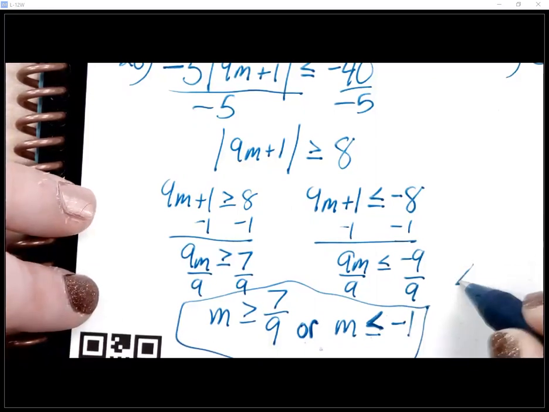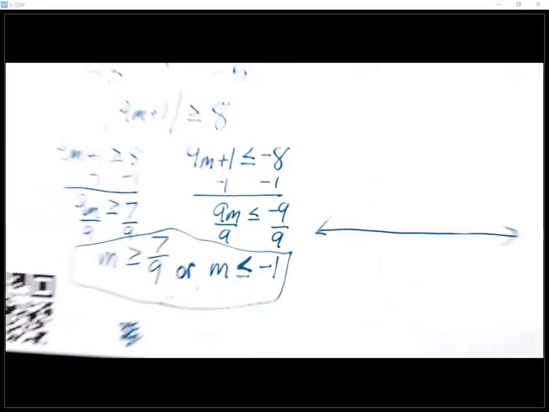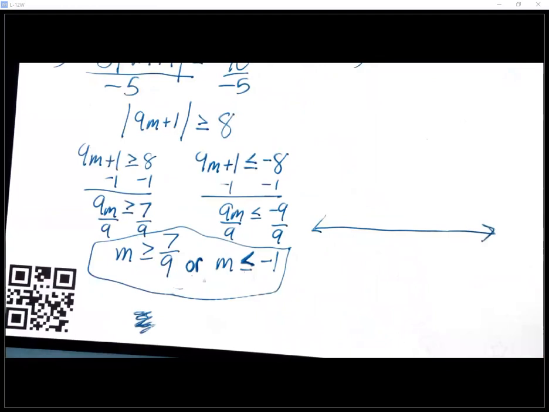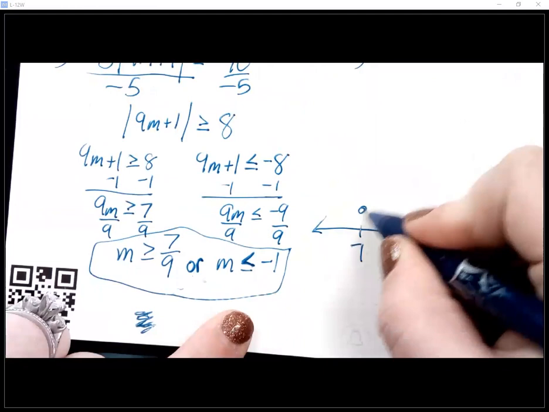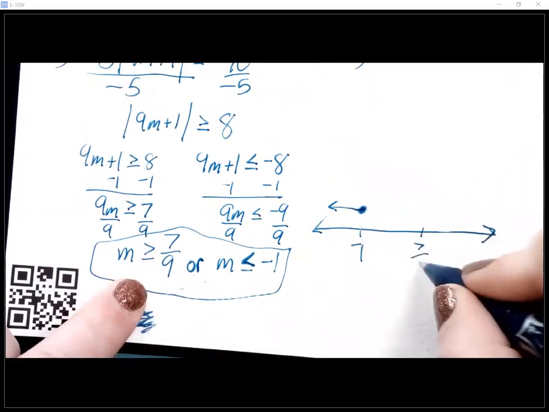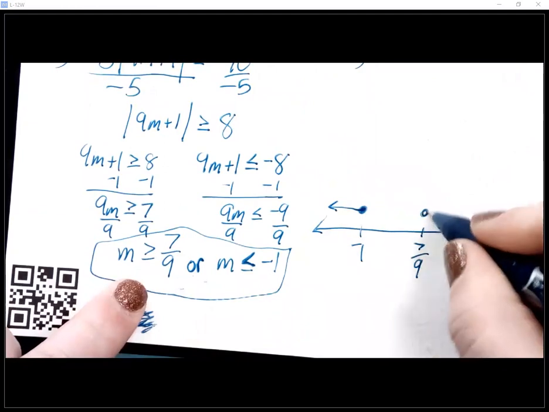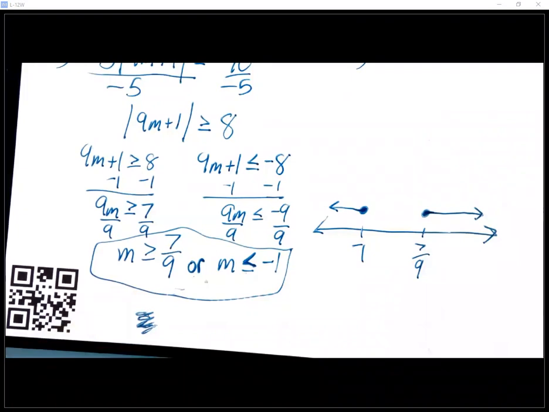If I'm going to graph this, the ORs are usually easier because they just go in opposite directions most of the time. So I want to be less than or equal to -1 or greater than or equal to 7/9. They're both closed. They go this way. Another reason I know that that's an OR is there is no overlap of these two. Let's check some answers.